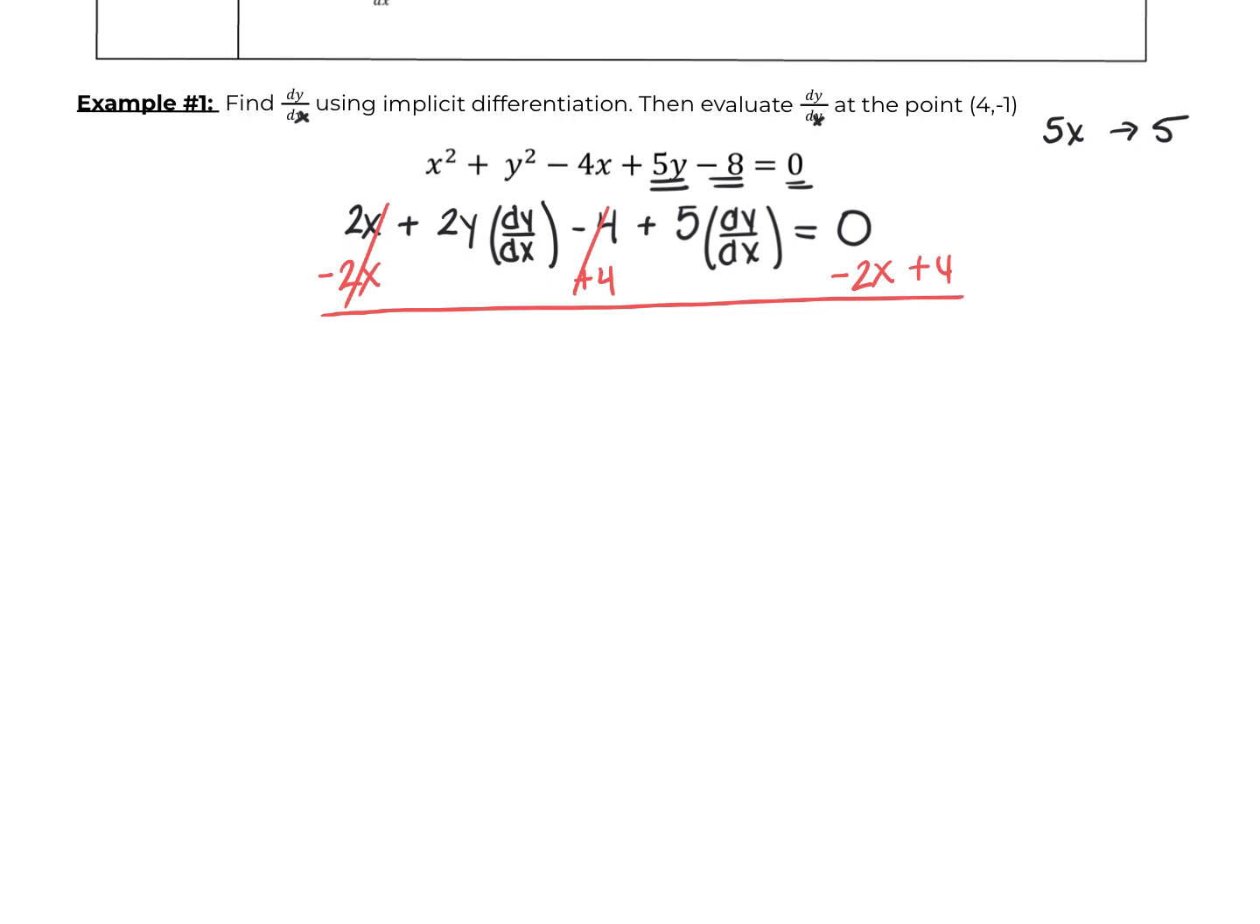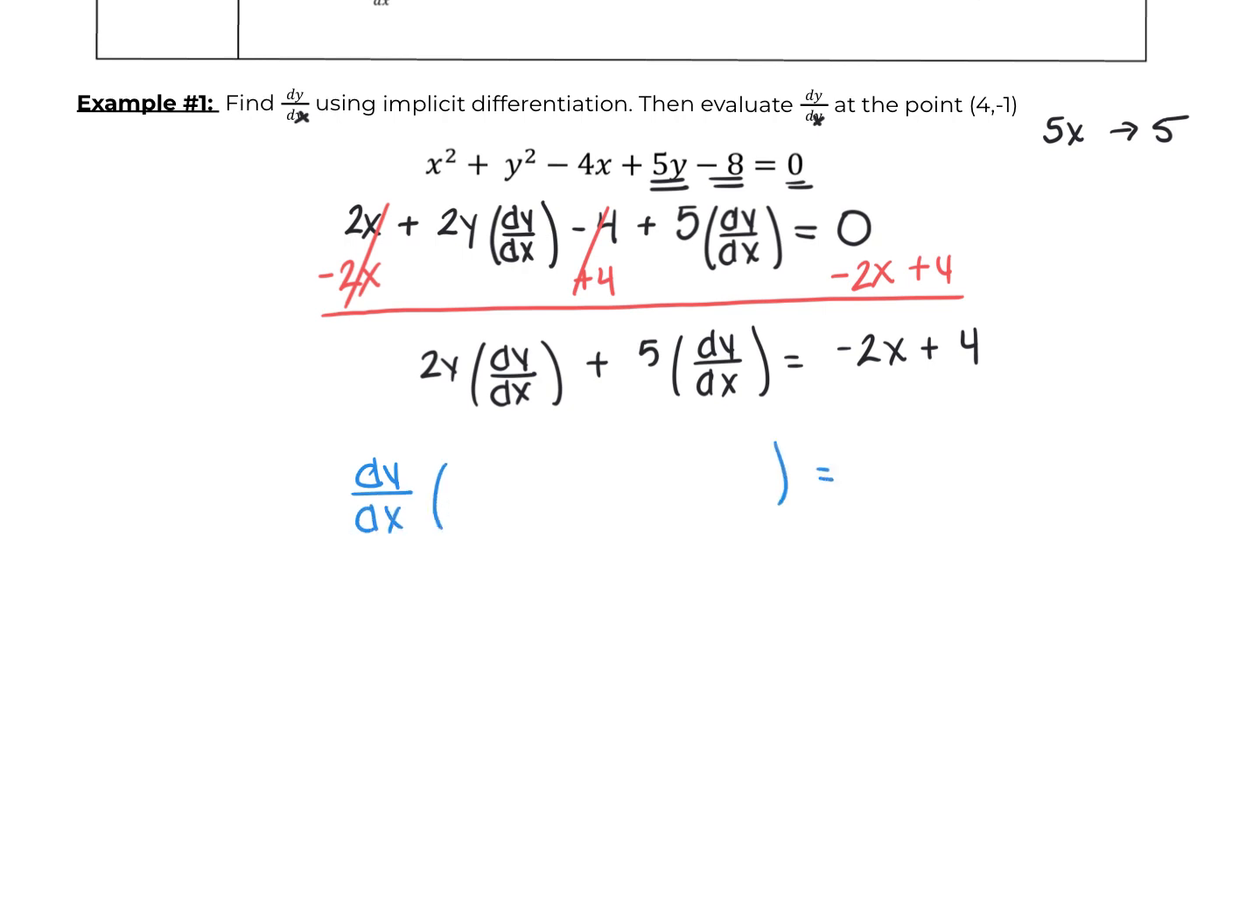So we have 2y times dy dx plus 5 times dy dx equals -2x plus 4. So again, we got all the dy dx terms on one side. And now what we're going to do is something really unique here. So we're going to take out a GCF of dy dx. And I want you to treat it just as if it was, say, 2ya plus 5a. So notice that I'm just changing this to be an A and this to be an A.